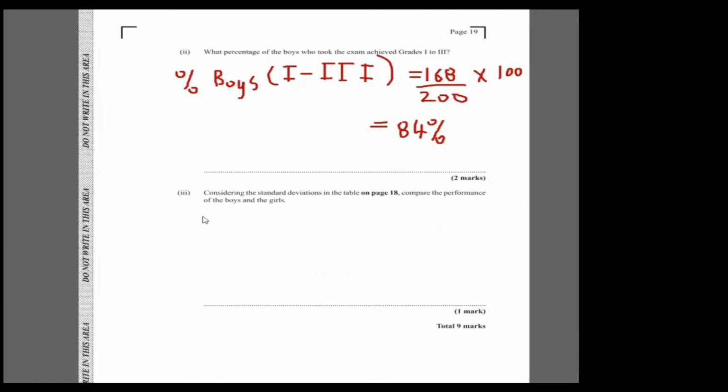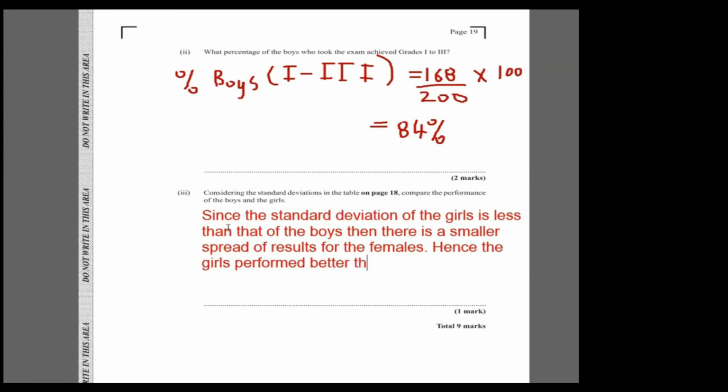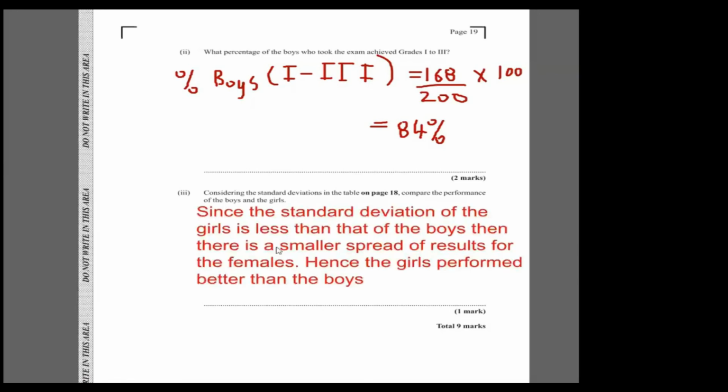So what we can conclude is, since the standard deviation of the girls is less than that of the boys, there is a smaller spread of results for the females. Hence, the girls performed better than the boys. Generally, the females perform better than the boys, but this is Spanish, so what do they expect? You can't expect the boys to be outperforming the females.